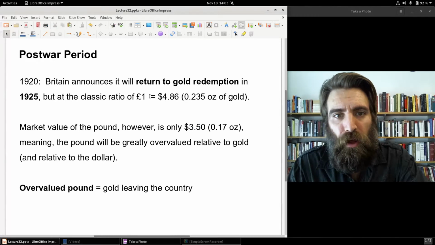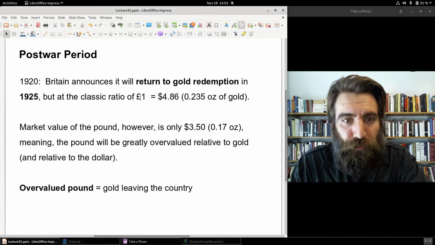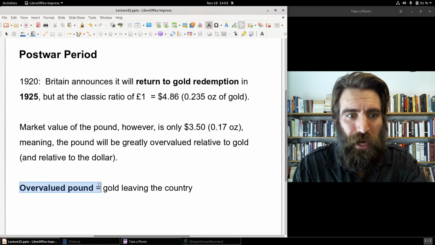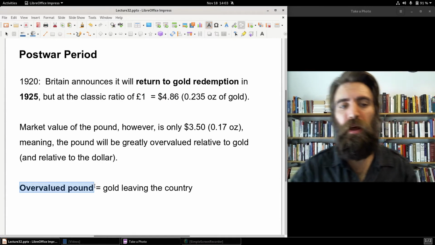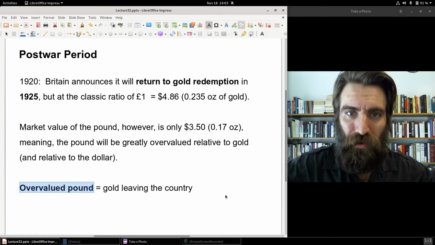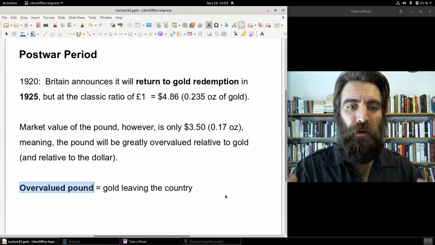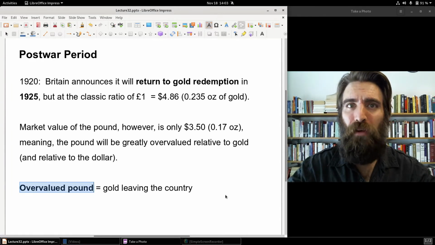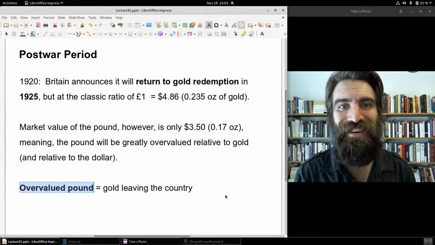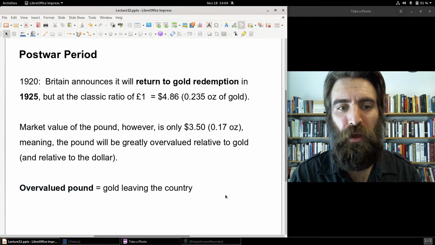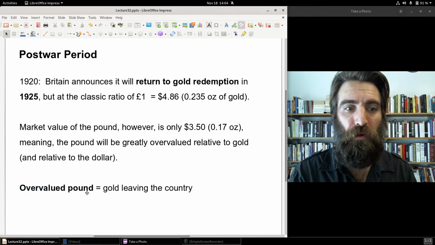But so, in other words, if Britain returns to a gold standard at this rate, that is a highly, highly overvalued pound. Meaning what? That the pound sterling, the British currency, according to the government, has way more value inside of Britain than it actually does. Right? The British government is overvaluing the pound. What does this mean? Overvalued pound.